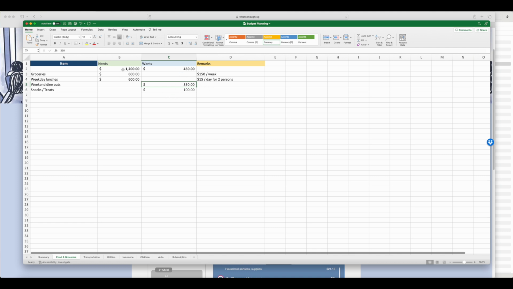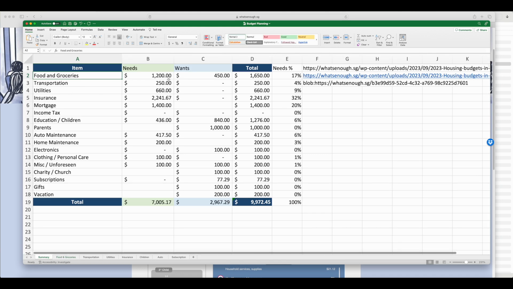So need-wise, $1,002 a month. One category is about $450. So that's where I calculated my budget for fruits and groceries.